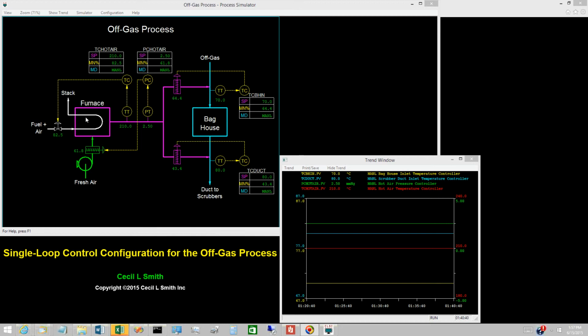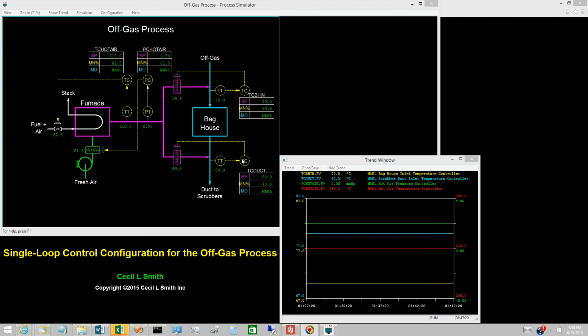To proceed further, the furnace must be in operation. With the blowers and the furnace in operation, the hot air temperature loop can be tuned. Once the hot air loops are tuned, the next step is to tune the 2 temperature loops on the off-gas.